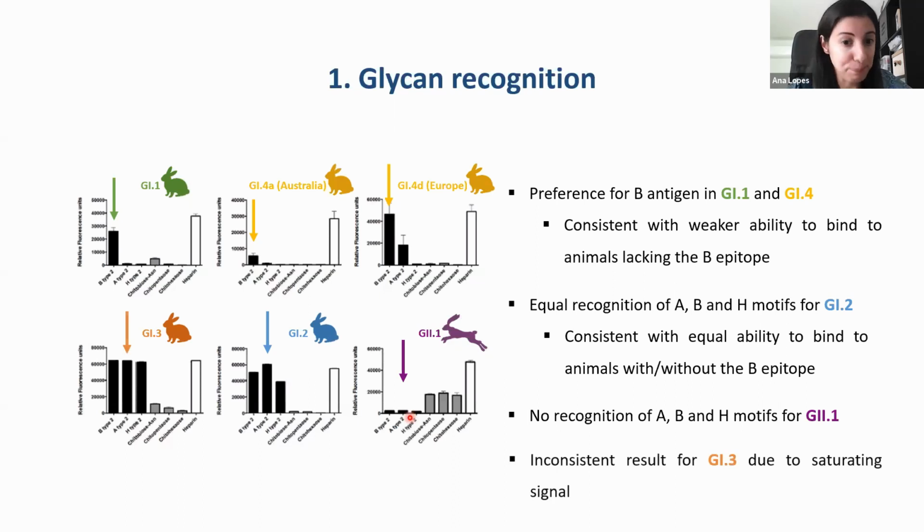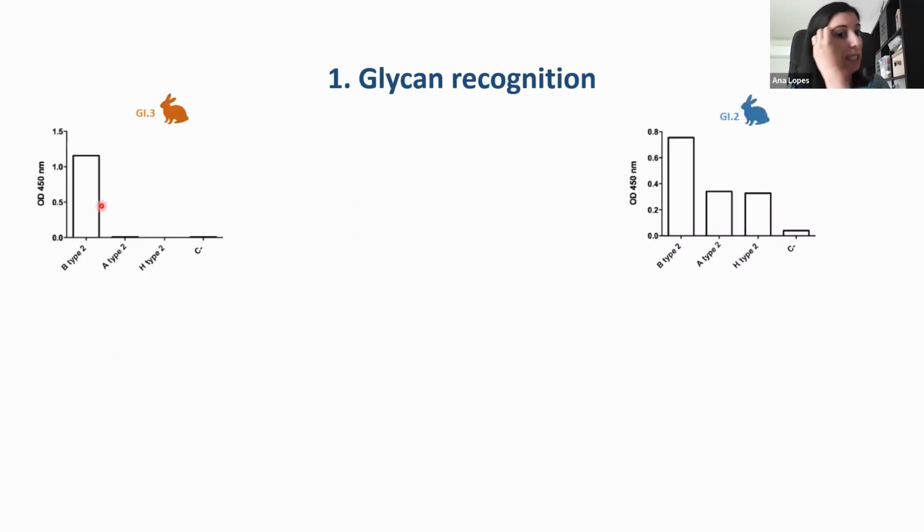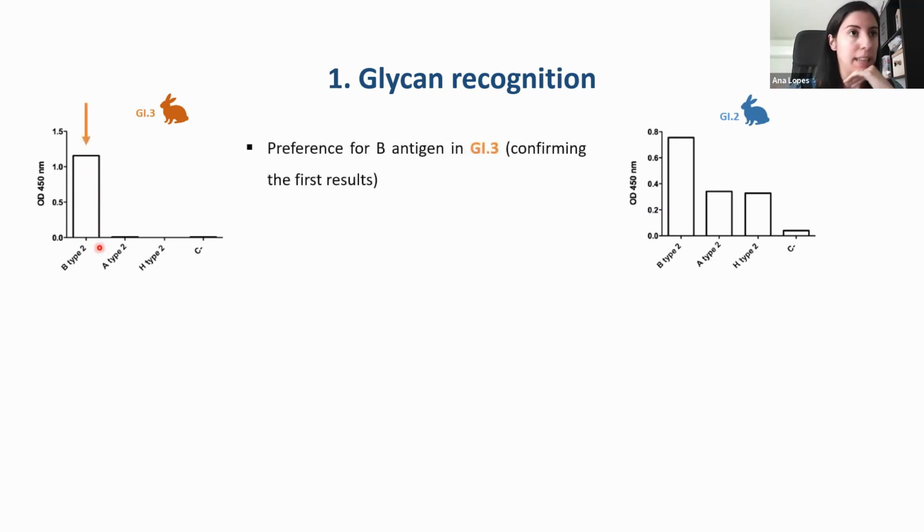And for G1.3, there was an inconsistent result regarding the binding, because in the previous slide we saw a preference for the B antigen, but here it recognizes equally well the three sugars. However, we supposed this was due to saturating signal, but we further confirmed this with an ELISA. That's what is here. The ELISA is basically the same thing as the previous one, a synthetic sugar and the virus binding to this synthetic sugar. And we see a clear preference for the B antigen for G1.3, confirming the first results.